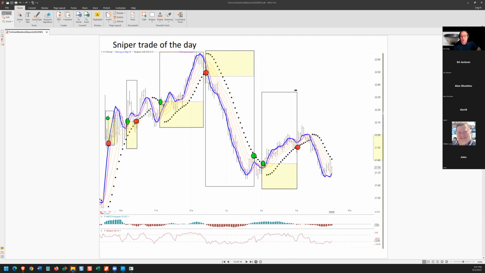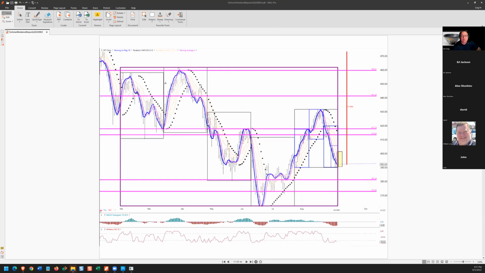So that gets us now into pages 3, 4, and 5 of the daily report. And in this one, we're going to look at 3 market conditions.